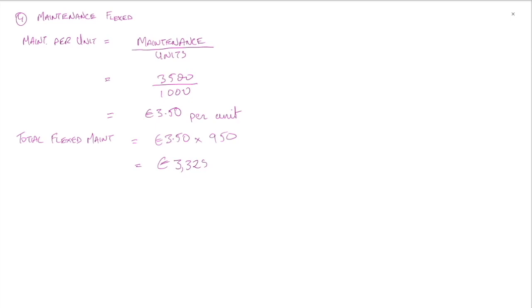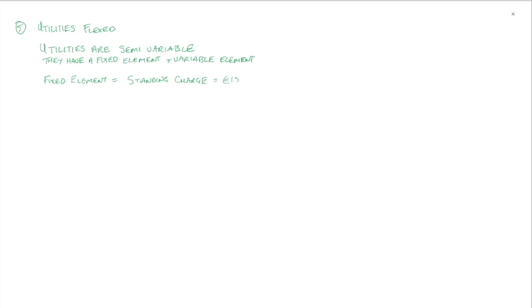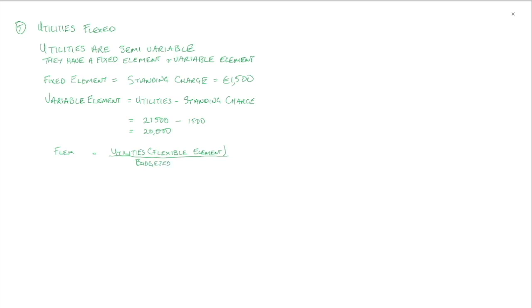And the utilities are different from variable costs in that they have a fixed element and a variable element. So in this case, we have a standing charge because it's electricity, it's €1,500. Variable element is the utilities minus the standing charge. So in this example, it's €20,000. And so to flex it, we divide the variable element by the budgeted units and multiply by the actual units and then add back the standing charge. So it's going to be 19,000 plus 1,500, giving a flexed utilities budget of €20,500.